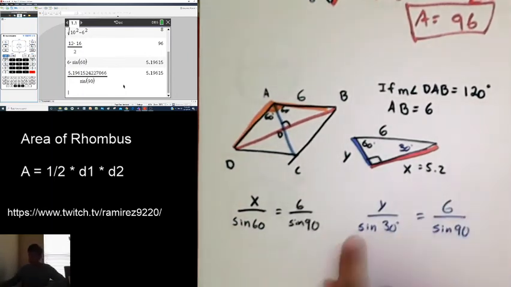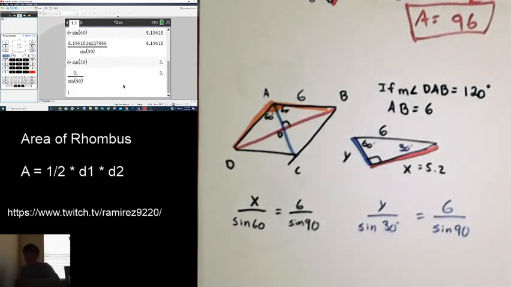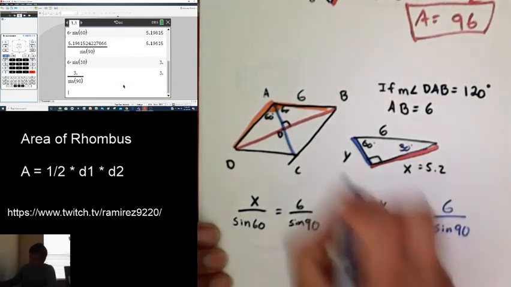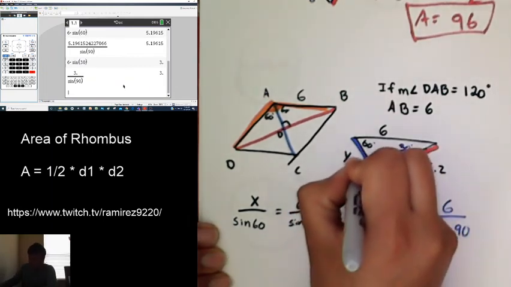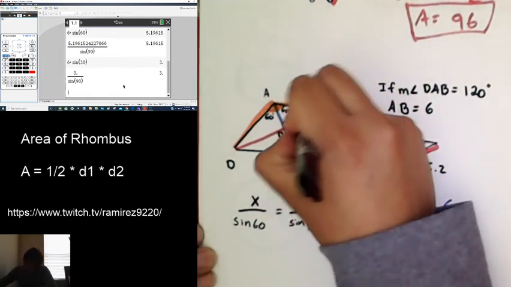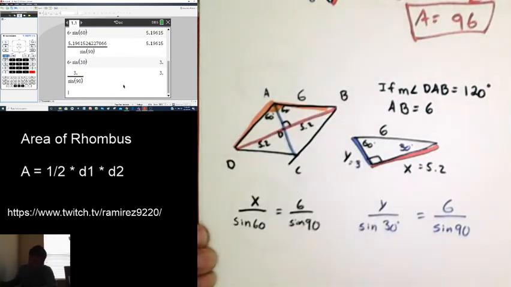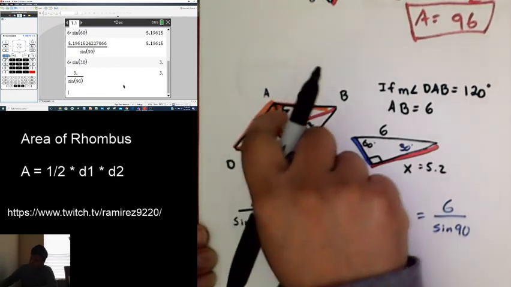Again, I'm going to cross multiply. So it's going to be 6 times the sine of 30, and then whatever I get, I have to divide it by the sine of 90. And in this case, I get the same thing. So y I found out to be 3. So this is 5.2, and if that's 5.2, that's 5.2. I found out this to be 3, and if that's 3, that's 3.